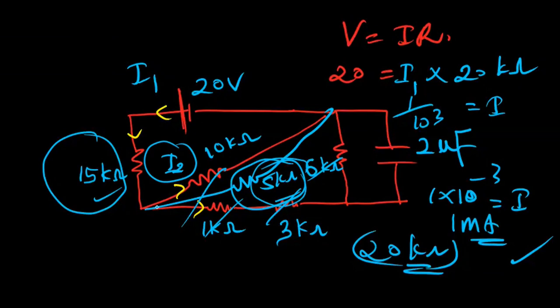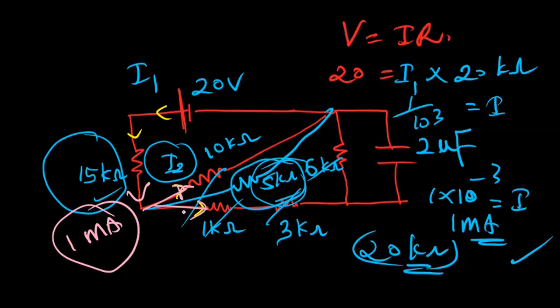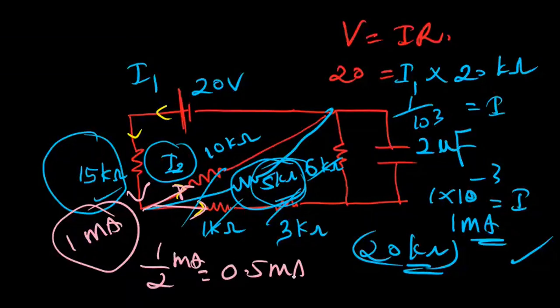The next thing we need to find is current I2. Now we know 1 milliampere of current will come to here. Then it has two similar paths, so it will go in equal value through these two paths. So 1 into half, that's 1 divided by 2 milliamperes. So we can conclude 0.5 milliampere as the I2 current.